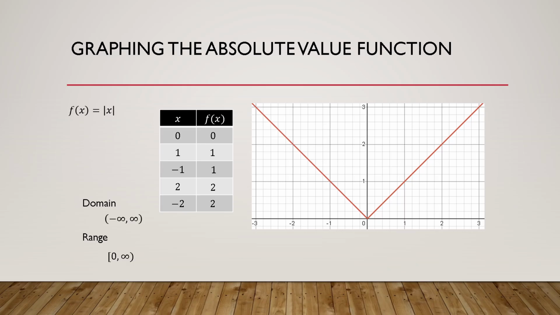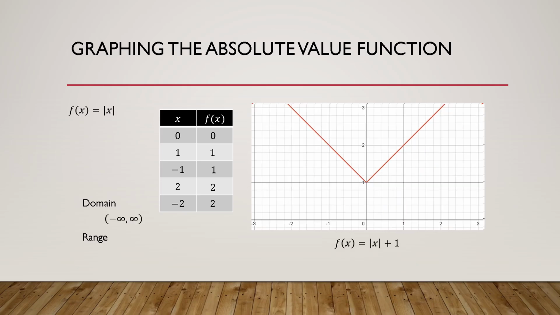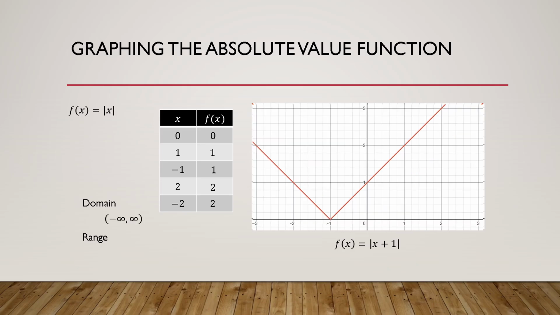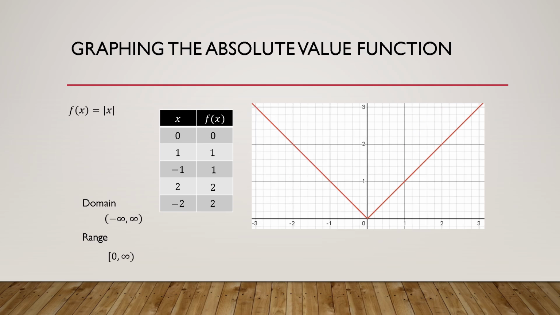Transformations may be taken from the base function by shifting the graph. The absolute value of x plus 1 shifts the graph up by 1 and changes the range from 1 to infinity. Subtracting would shift the graph down. Adding 1 to the inside of the absolute value function shifts the graph to the left. Here the range is from 0 to infinity. Conversely, subtracting in this case shifts the graph to the right.